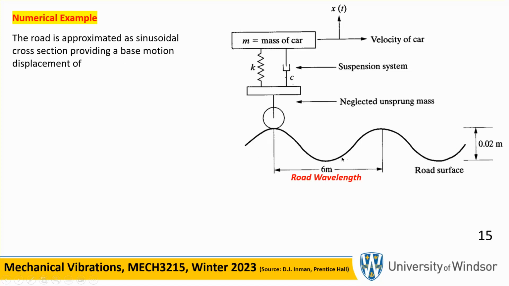Approximate the road as a sinusoid. From peak to peak or from trough to trough is called the road wavelength. And of course, this height is twice the amplitude of the road. Because this is double the amplitude, if you look at this as a sine curve, the amplitude is just half of that.